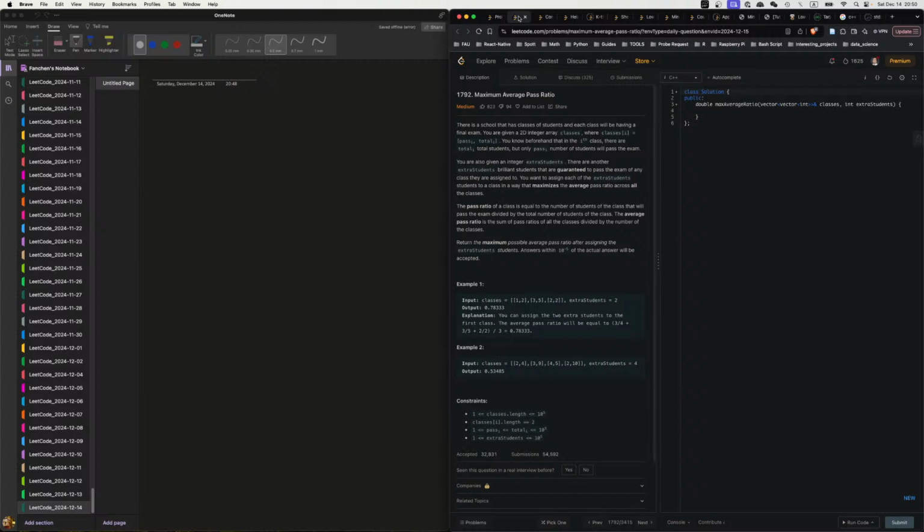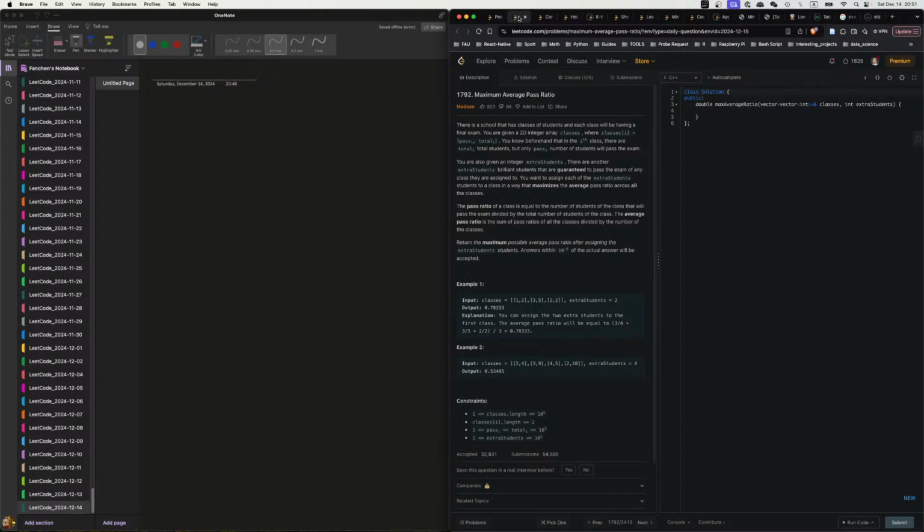Well, we don't have to divide because the number of classes is static, right? So all you need to do is just to increase the ratio. Return the maximum possible average pass ratio after assigning extra students. Oh, I guess you have to add extra. So the first example of this, you assign the students to the first and to the second, right? To the first class, the average pass ratio will be, all assigned to the first.